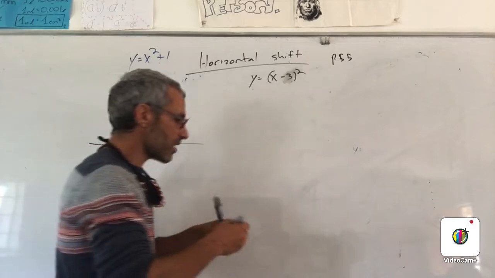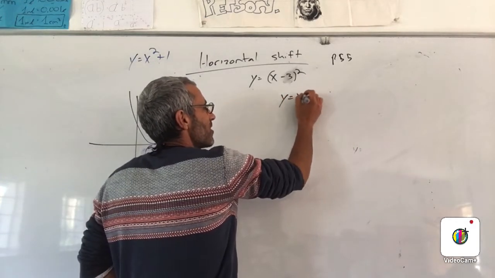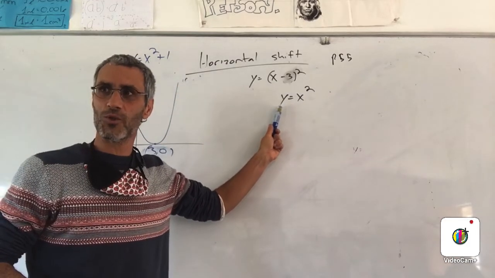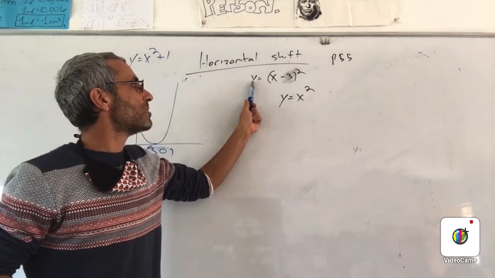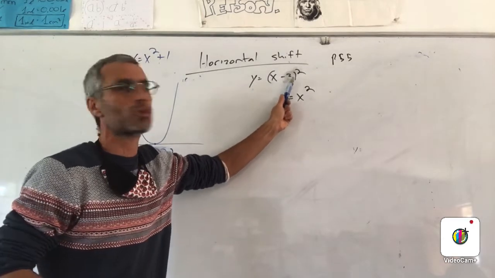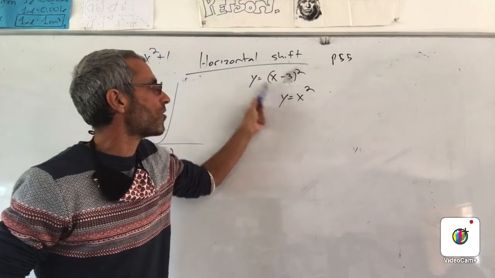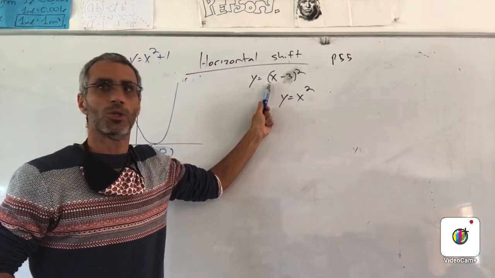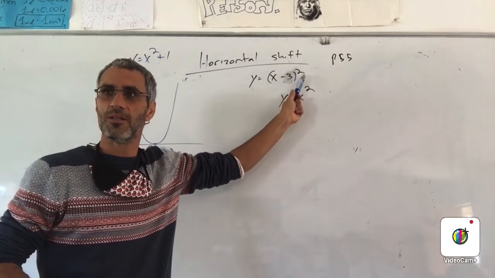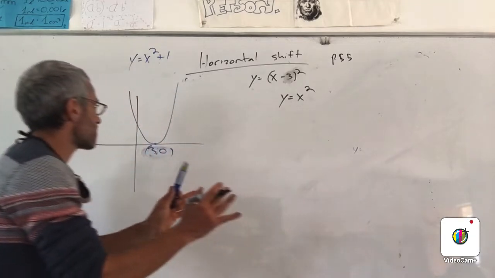Here I'm explaining a little bit why it's shifted to the right. The mother graph was y equals x squared. When x is 0, y is also 0. Here y will be 0 only when x is 3, because if I put x equals 0, 0 minus 3 squared is not 0. What does x have to be for this whole thing to be 0? 3. If I put 3 minus 3, it will be 0. Does that make sense? So everything moved to the right.